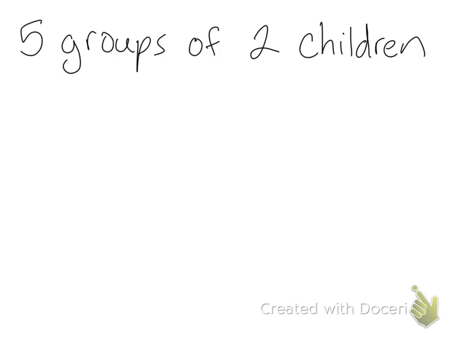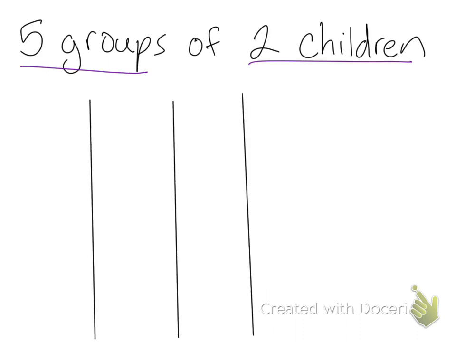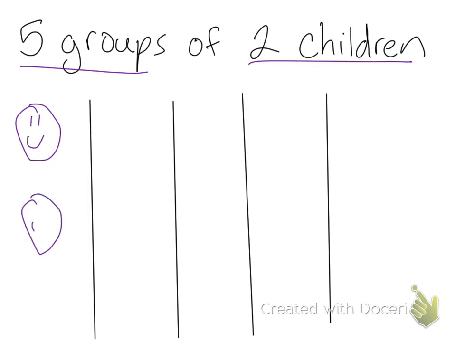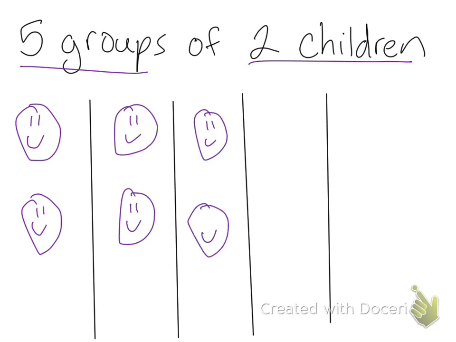Okay. All right, so in this case, I have 5 groups of 2 children. So I have 5 groups, and I have 2 children in each group. Okay. So if I wanted to draw this picture, I would divide up and have 5 groups. So 1, 2, 3, 4, 5. And then I need to have 2 children in each. So I'm going to draw my picture with the little smiley faces. So 1, 2, 1, 2, 1, 2, 1, 2, and 1, 2.